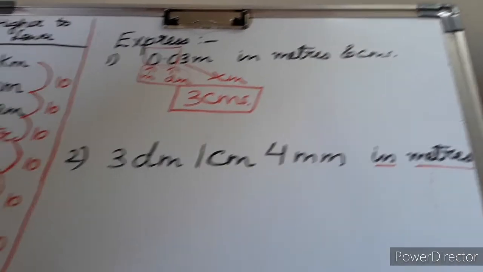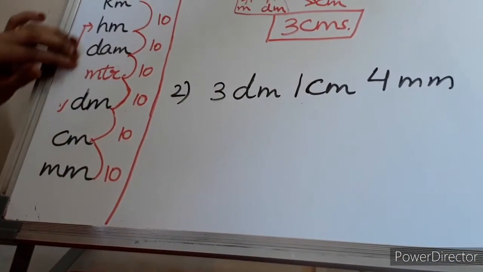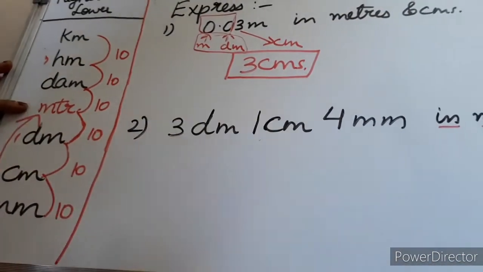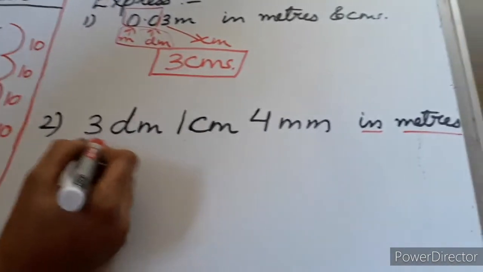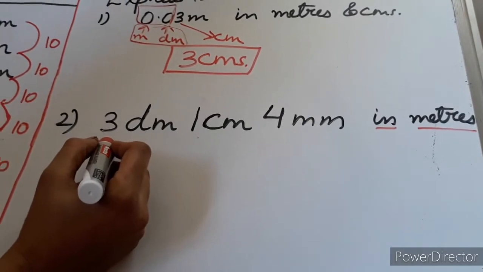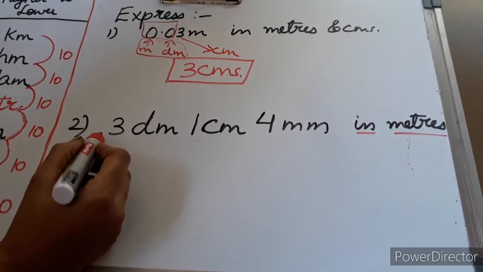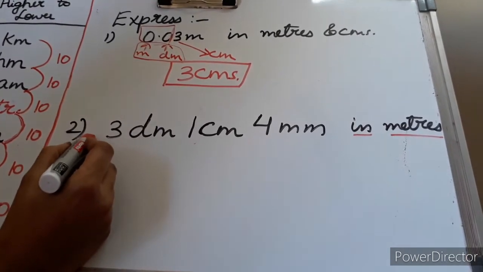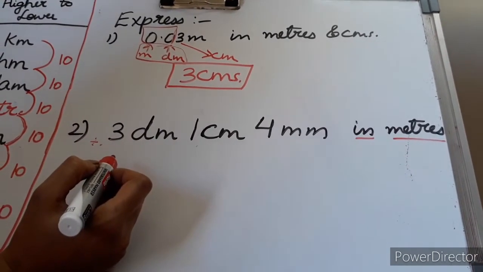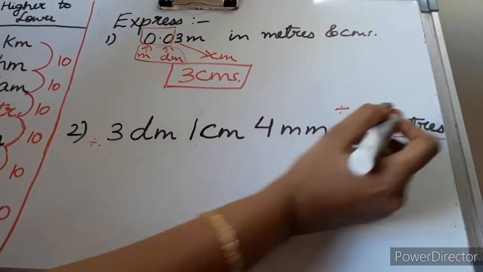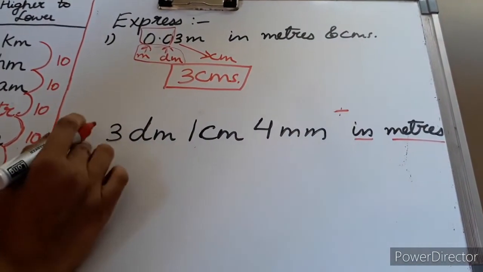Then centimeter, then millimeter. All of these we have to convert into meters. So one by one we will follow. Decimeter to meter, there is a difference of 10. From lower to higher unit we have to divide. All are in the lower unit, we have to change it into the higher unit. So we will divide, but by how much we will check.